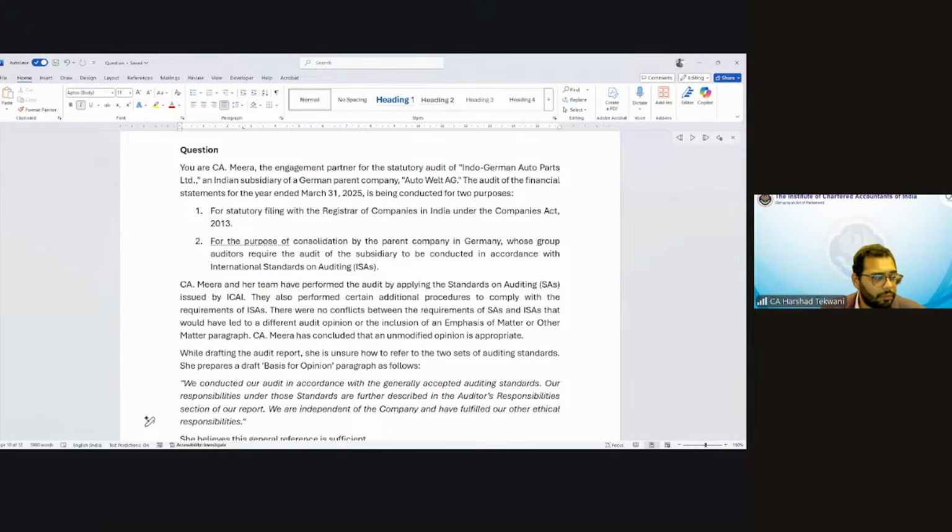So she should include an other matter paragraph mentioning that we have included the audit opinion on another audit report for consolidation. Okay. So an other matter paragraph should be included in this. Anyone else with a different answer? Like a qualification or key audit matter paragraph should be included for this, or something else?